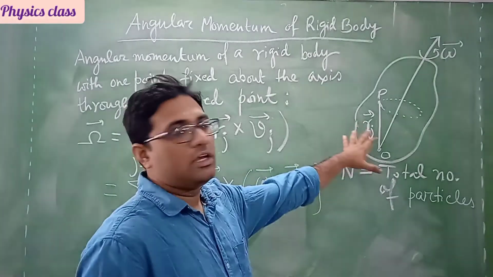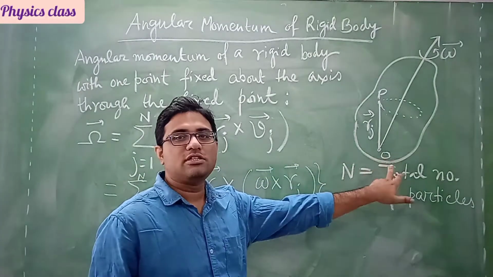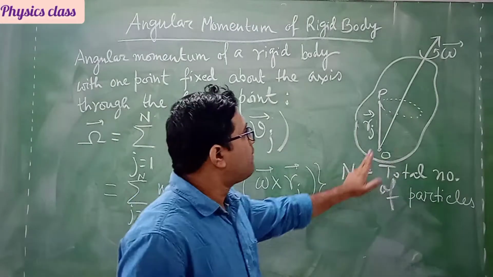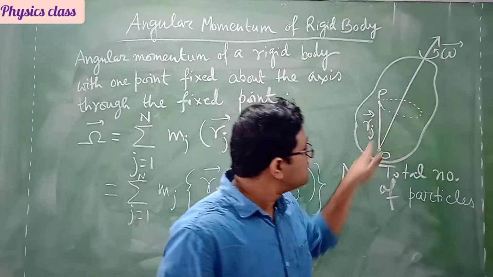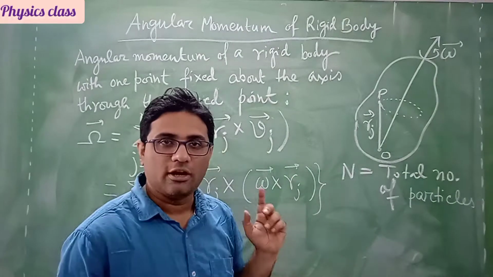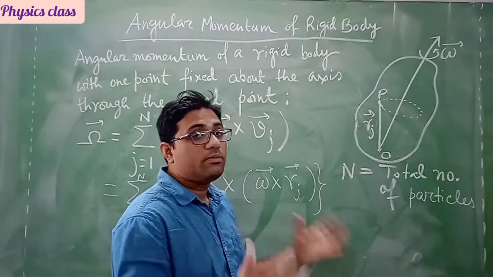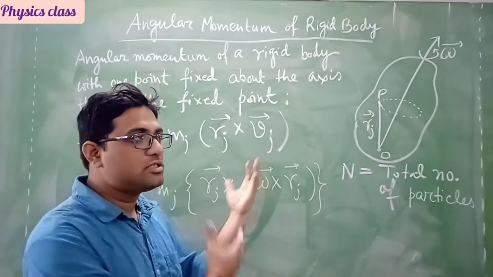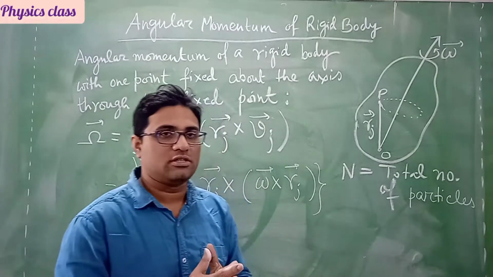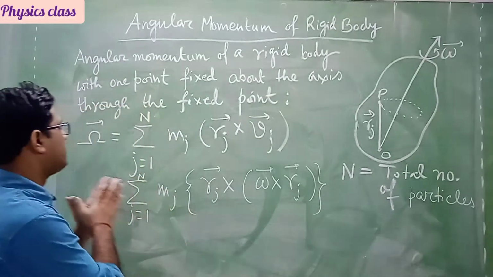That means if it is a rigid body and this is a fixed point O, then about the axis, this rigid body is rotating with omega angular velocity. So what will be the angular momentum of this rigid body, that we want to discuss. Okay, so you know the formula.